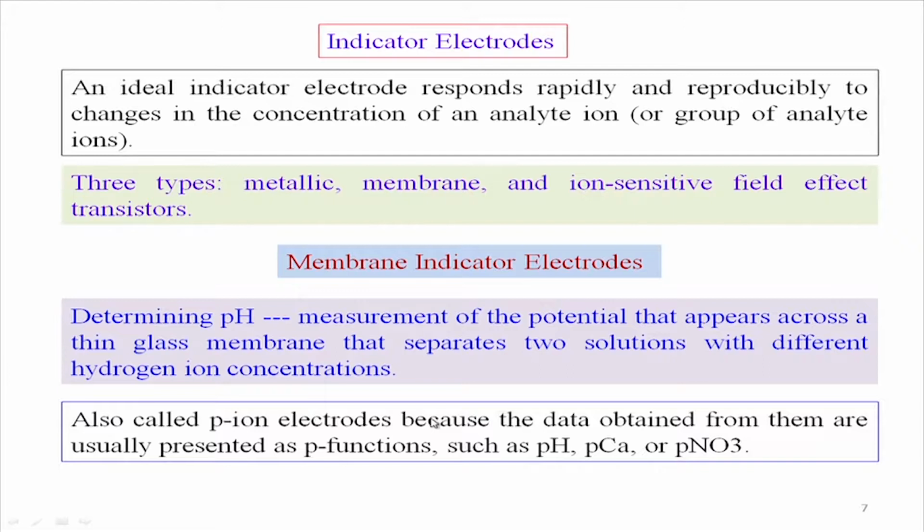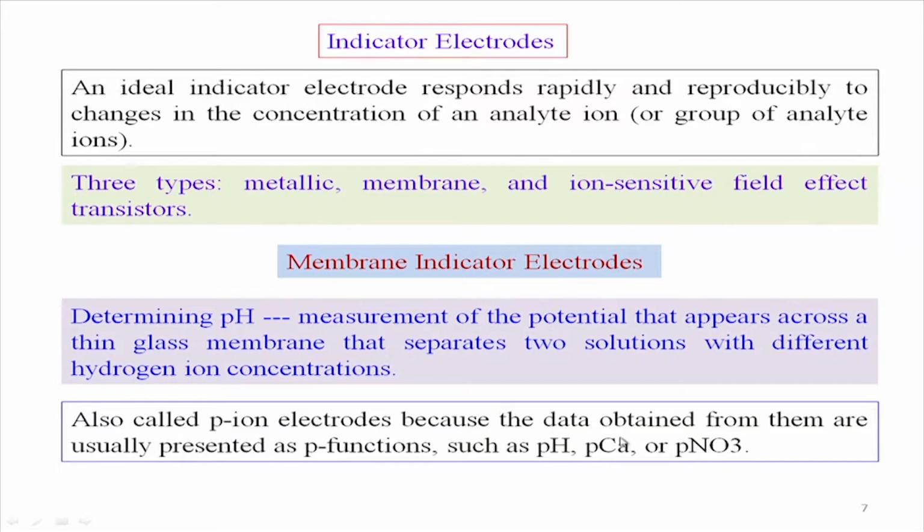So, the ion electrodes are a general term for all these species, where we can determine the concentration of hydrogen ion, or we can determine the corresponding concentration of calcium ion or the nitrate ions. So, you see these are all very much useful for these determinations. The p ion electrodes, because the data obtained from them are usually presented as p functions. P functions are nothing but the negative logarithm of the corresponding concentration, as we present for hydrogen ion concentration. So, if it is presented for calcium concentration or for nitrate concentration, you have the corresponding p functions for calcium ion as well as the nitrate ion.